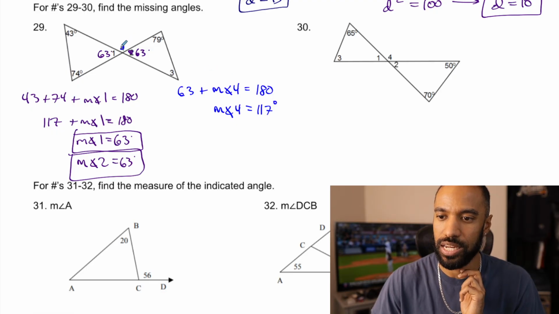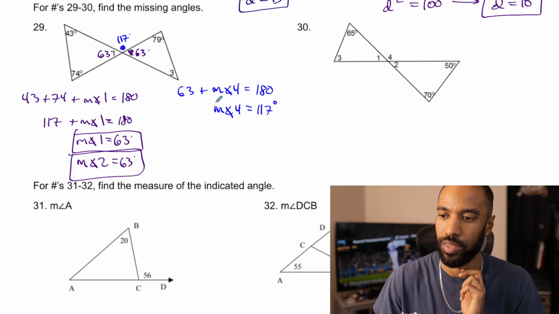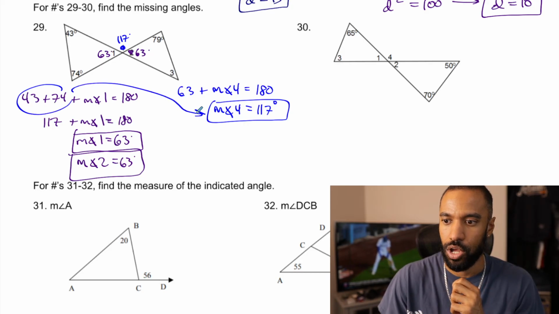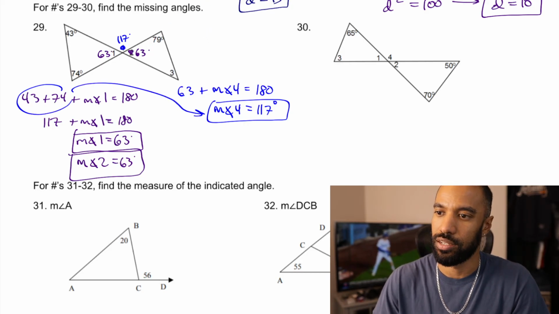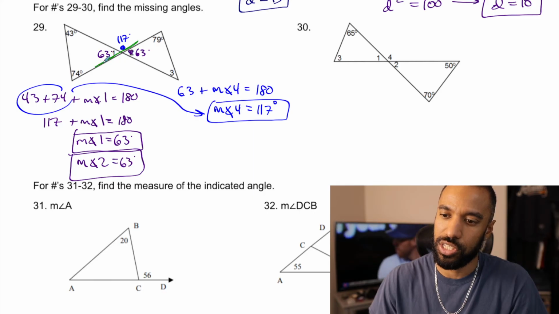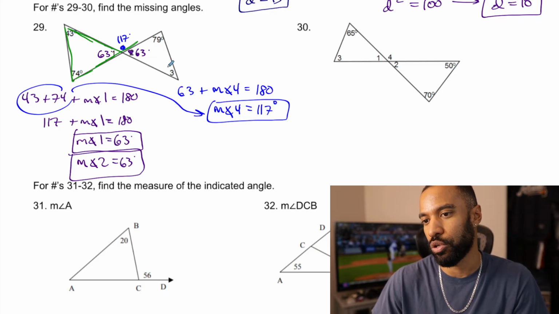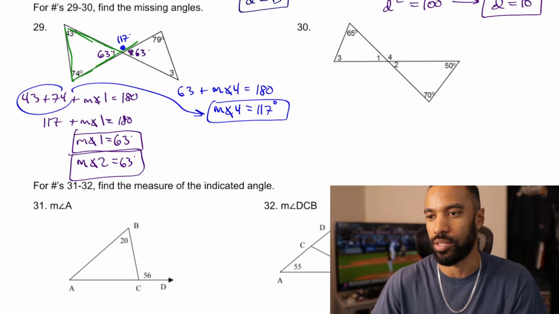Well, where have we seen 117 before? Well, we saw it when we added 43 plus 74. Why does that give you 117? Because this is the exterior angle to these two remote interior angles. This plus this equals this. And guess what? Measure of angle 3 plus 79 should also equal 117.